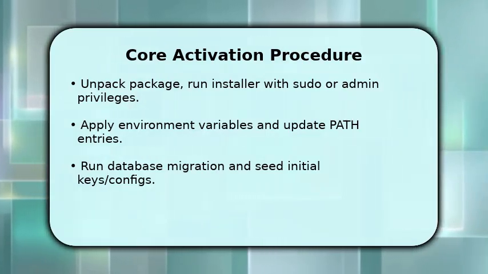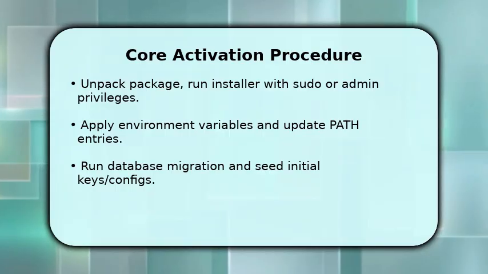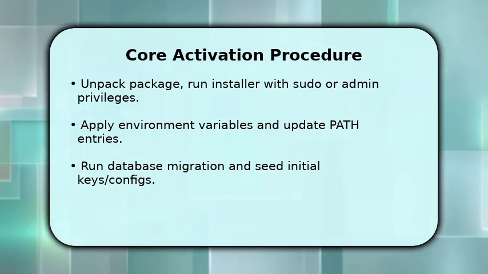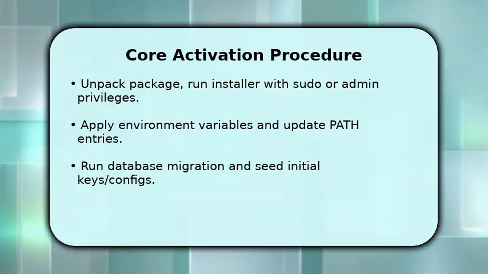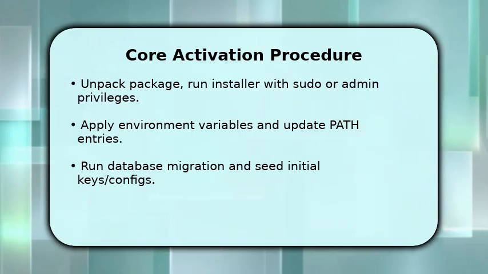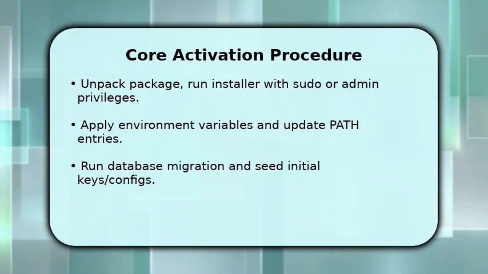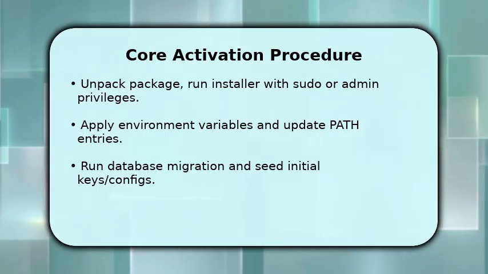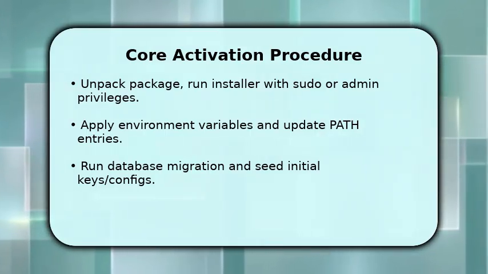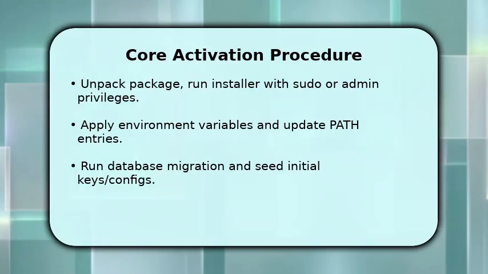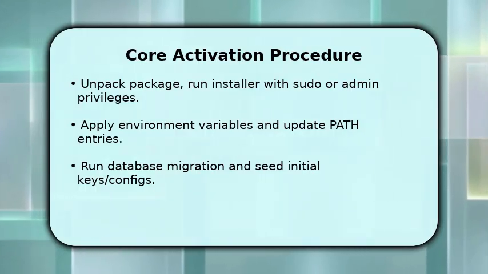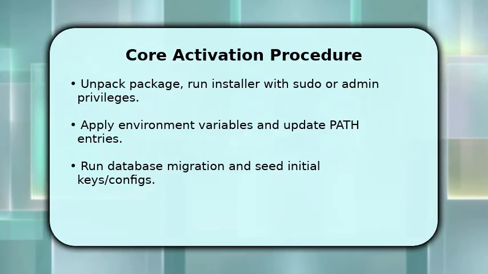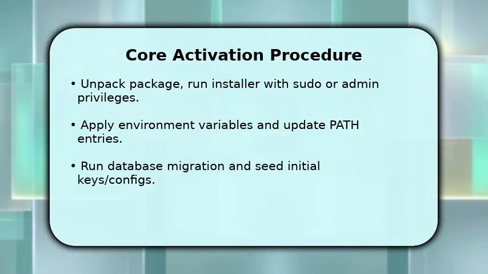Next, export necessary environment variables and append the core bin to your path so commands execute globally. Once the installer finishes, run the database migration and seed commands to create required schemas and initial keys. This is why activation sometimes fails if skipped. Make sure to monitor the installer output for warnings and pause to resolve any missing dependency messages.